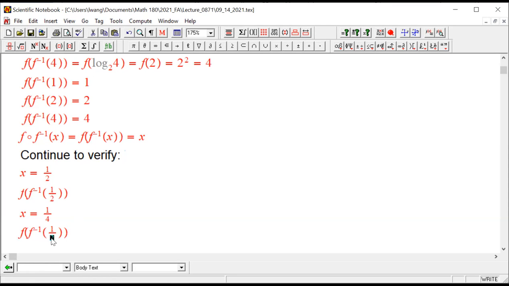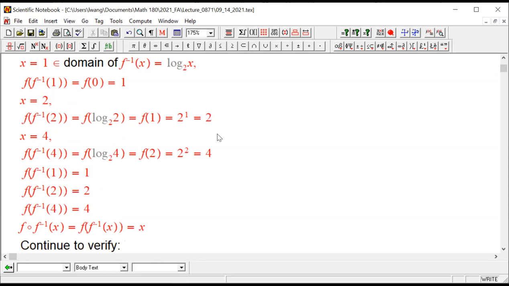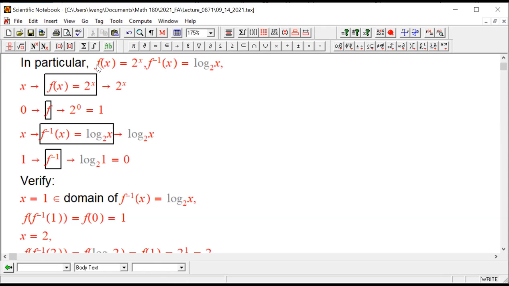Can you just do it here so we can finish, because we have another half to verify. You follow me? You have 2 minutes. Continue to verify. These are our function and its inverse.